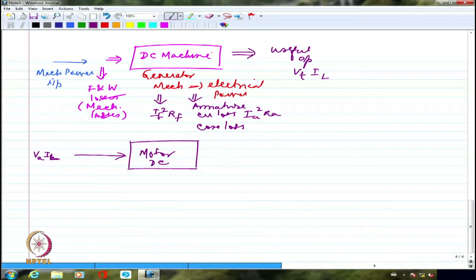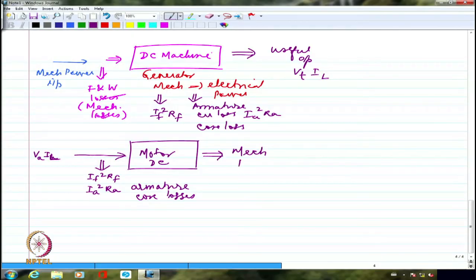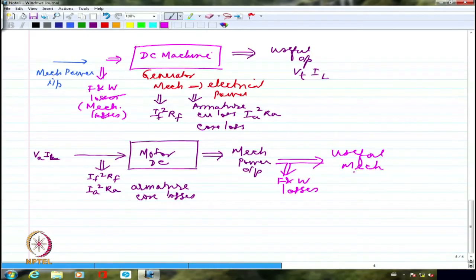Out of which, again, I will have some portion actually lost, probably as If square Rf. Some portion probably lost as Ia square Ra. And also armature core losses. So these will be lost definitely as losses after I give a certain amount of power to my machine in the form of electrical power, right? Now what is coming out ultimately is the mechanical power output. What is lost from here is friction and windage losses. Now what is left over finally is the useful mechanical output. So this is going to be the useful mechanical output that comes out.